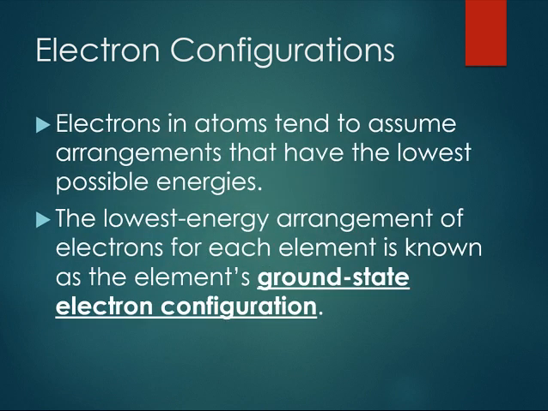Electrons in atoms tend to assume arrangements that have the lowest possible energy, and this is going to be a very important idea as we go along. We have to find the lowest possible energy, the most stable, the thing that approximates the ground state. The low energy arrangement of electrons for each element is known as that element's ground state electron configuration.